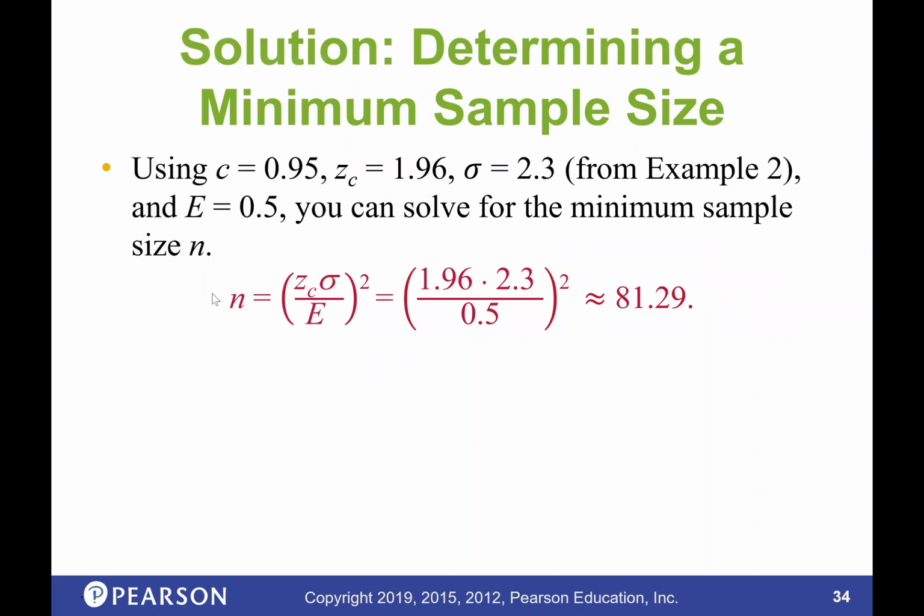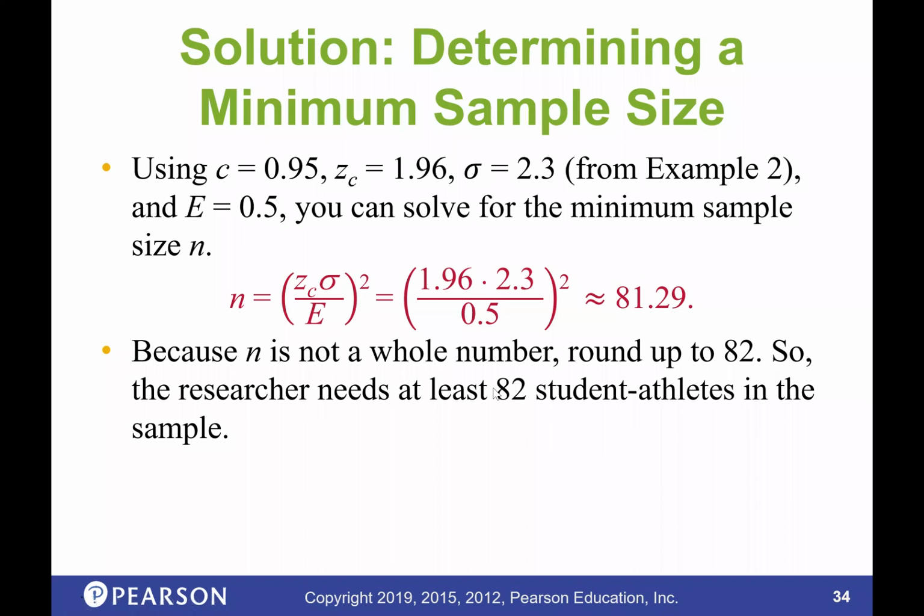Okay, and try this on your calculator here, just real quick. E is 0.5. We just want a half an hour difference. And so try it, see if you guys get the same number here. So it's 1.96 on top times 2.3, which is standard deviation, divided by 0.5, and all that you're going to square. So again, I'm going to walk around just to make sure you guys get the 81.29 real quick here, and then we'll keep on going.